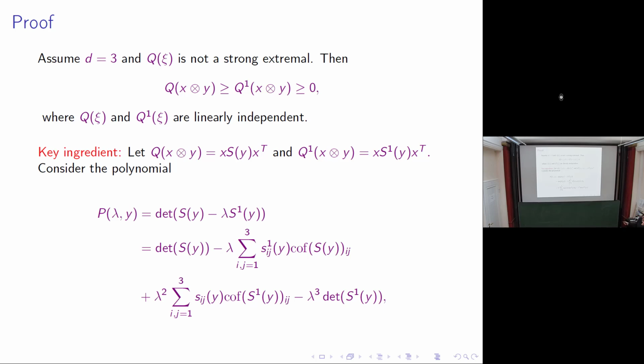So S, the matrix of Q minus lambda times the matrix of Y. So this depends of course on lambda and Y. And it can be written by a simple calculation like this: determinant of S minus this sum of lambda times the first order coefficients, second order, third order coefficient would be the determinant of S1. It turns out that these coefficients are ordered. These coefficients are ordered, that we prove in this lemma.